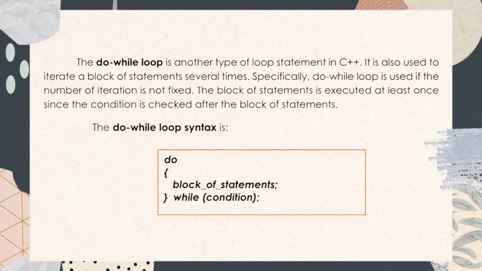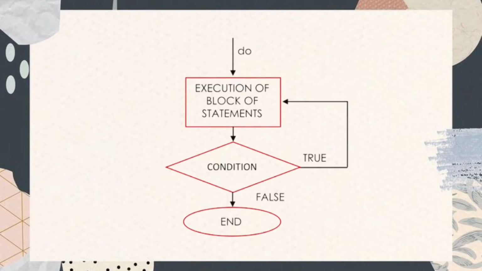This is the do-while loop syntax, where do and while are the keywords used in the loop. Condition is where you set the condition which when satisfied, the loop is executed, otherwise the loop is terminated. Block of statements is the body of the loop that is executed once and is executed again as long as the condition is met.